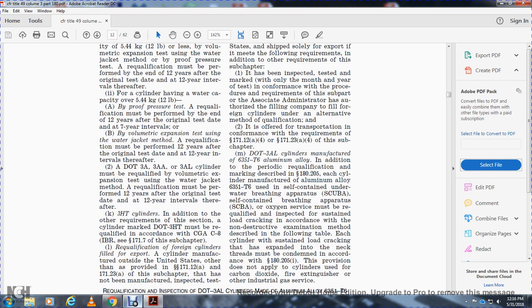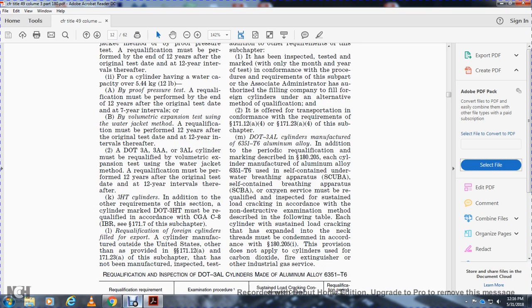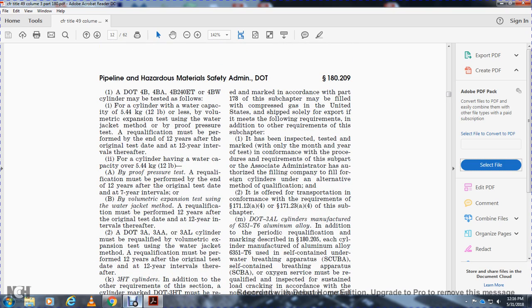3HG cylinders, in addition to the other requirements in this section, the 3HG must be requalified in accordance with CGA C-8. Requalification of cylinders for export: a cylinder manufactured outside of the United States, other than as provided in 171.12a and 171.23, that has not been manufactured, inspected, and tested, then marked in accordance with Part 178 of the subchapter, filled with compressed gas in the United States.